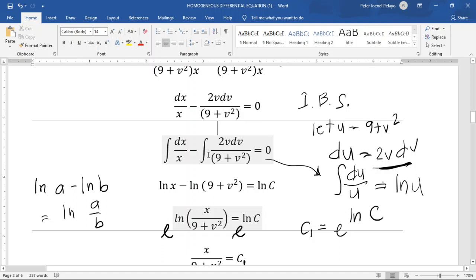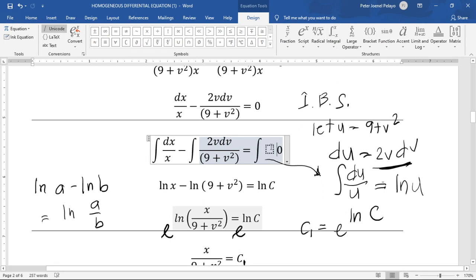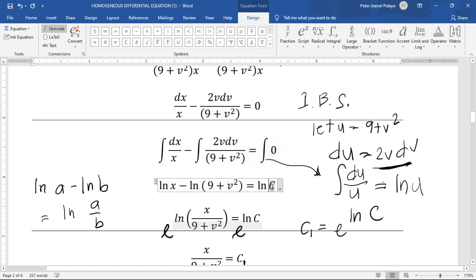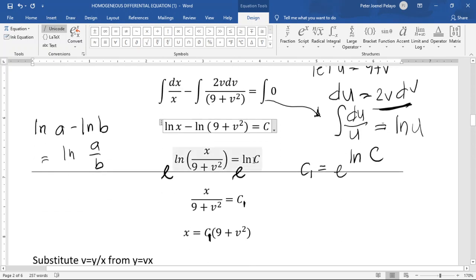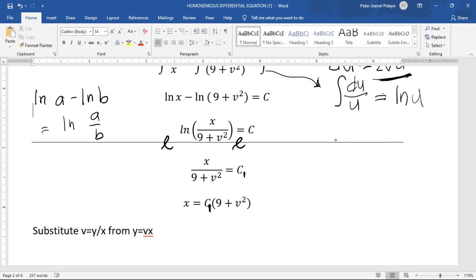Okay, wait lang, mali. Okay, mali. The integral pala ng 0 is c lang. So, dapat wala tong ln. C lang yan. So, e raised to c dapat to. So, erase natin to. Sorry for that. C1 natin is equal to e raised to c.